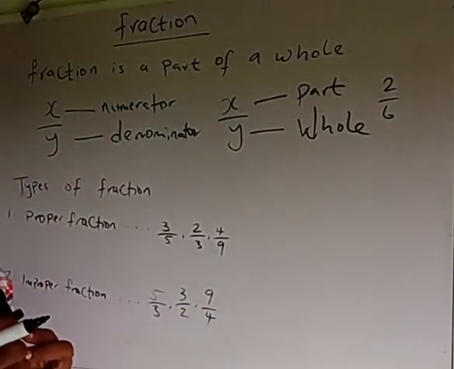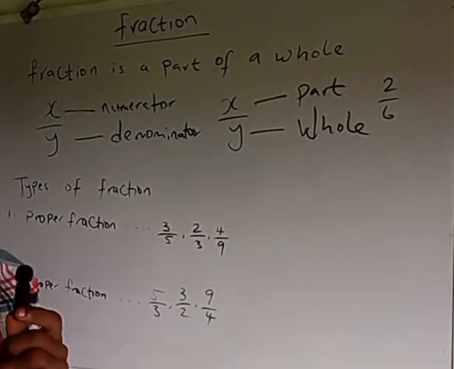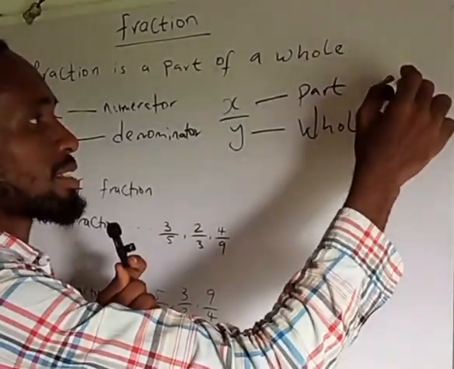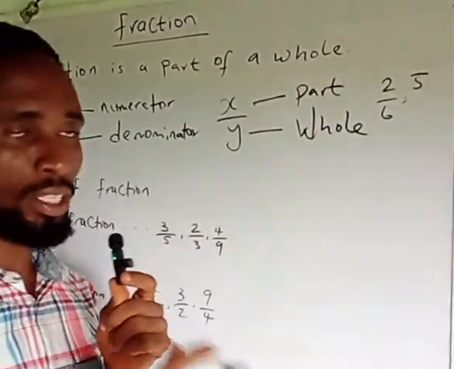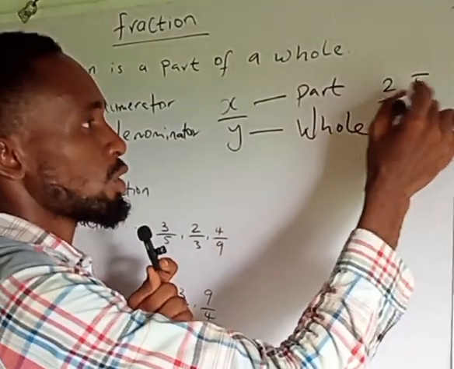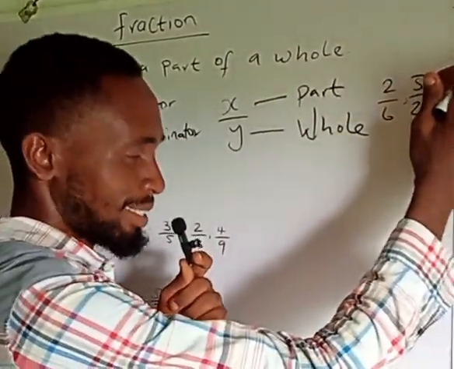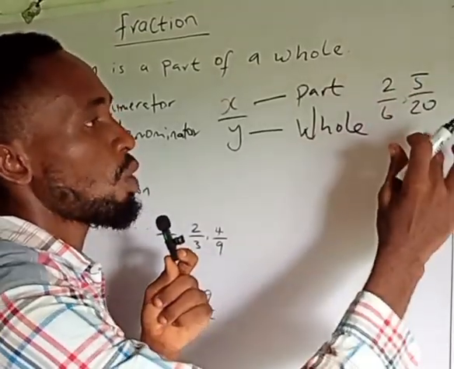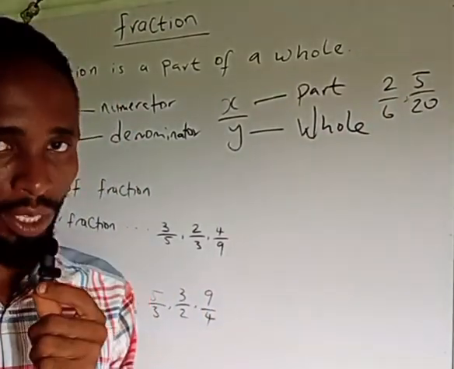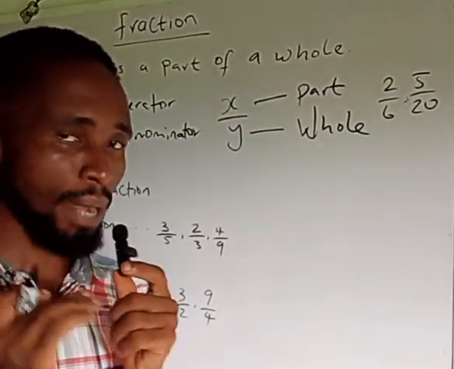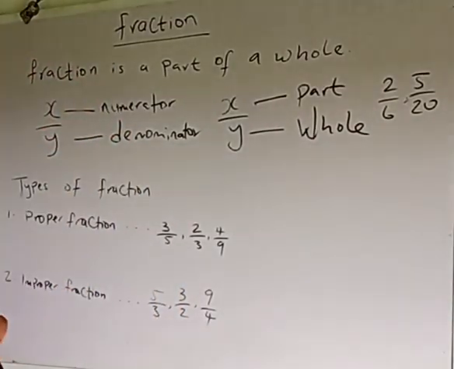Also, when I mentioned you having 5 friends out of a class of 20, I can also say that 5 is the part of that whole that are your friends, then 20 is the whole. So the numerator is the part that you are picking, while the whole is the denominator. Let me say it once again. The numerator is the part, and the denominator is the whole.